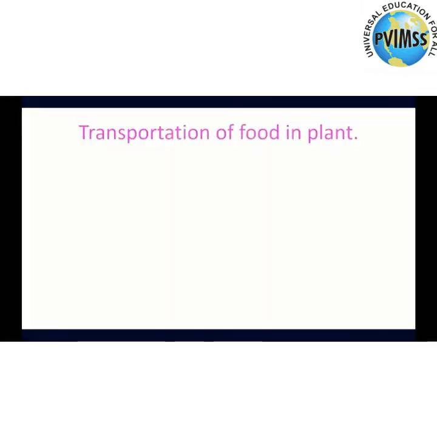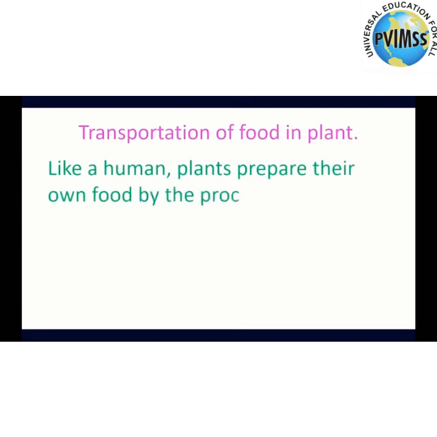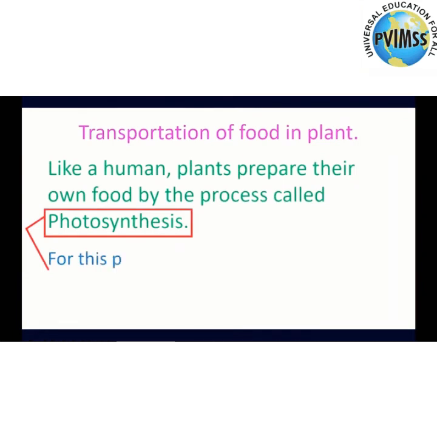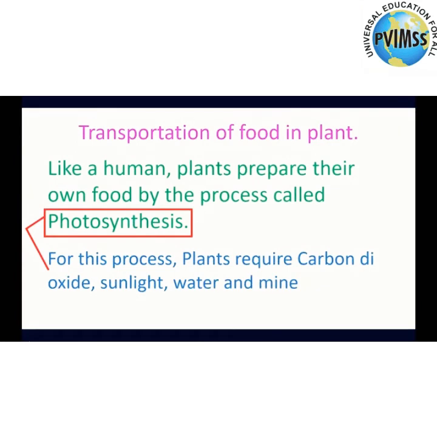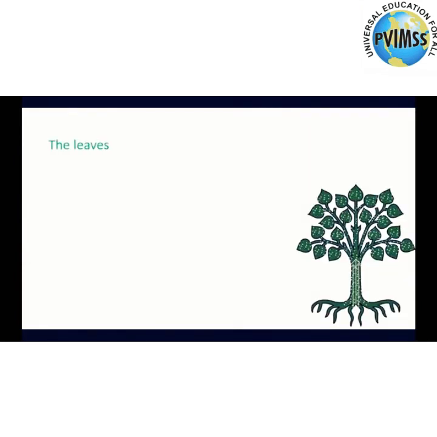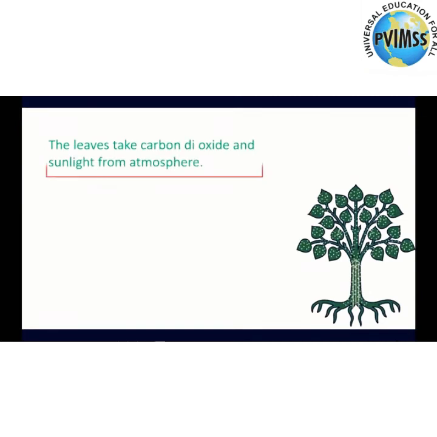Let's move to our next topic: transportation of food in plants. Like a human, plants prepare their own food by the process called photosynthesis. For this process, plants require carbon dioxide, sunlight, water, and minerals. The leaves take carbon dioxide and sunlight from the atmosphere, as leaves have chloroplasts which absorb sunlight from the atmosphere.